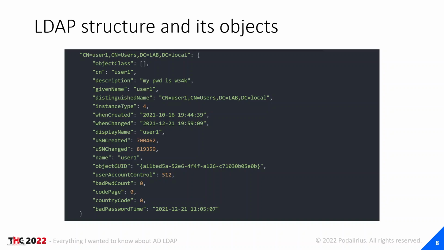So now we have seen what is an LDAP object, and we are going to need to query them in order to get specific attributes of the whole content of an object. And we are going to see this in the next slide.